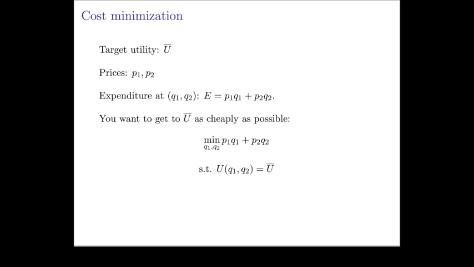So if you want to get to the utility level U bar as cheaply as possible, then the problem that you're solving is to minimize this expenditure P1 Q1 plus P2 Q2, subject to the constraint that your utility level is exactly equal to U bar. So you want to pick the Q1 and Q2 such that Q1 and Q2 give you the utility level U bar, and the bundle Q1 Q2 minimizes your expenditure, which is P1 Q1 plus P2 Q2.